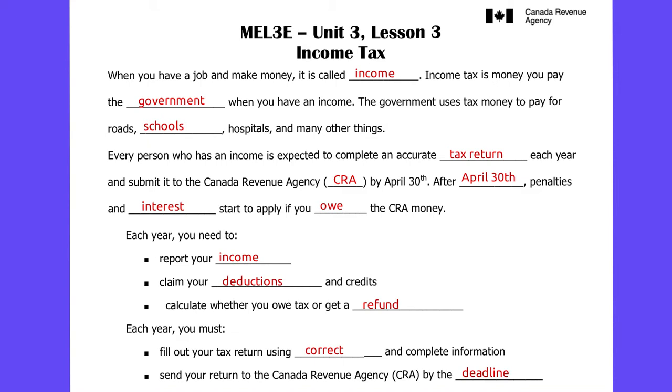Every person who has an income is expected to complete an accurate tax return every year and submit it to the Canada Revenue Agency. You may have also heard it called the CRA. And this needs to be done every year by April 30th. After April 30th, penalties and interest start to apply if you owe money.